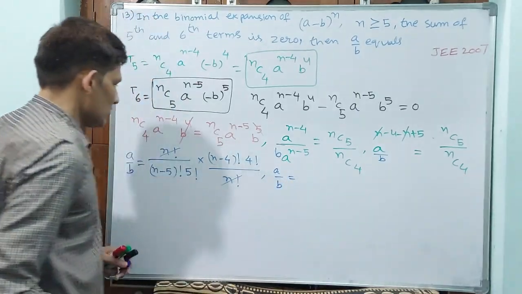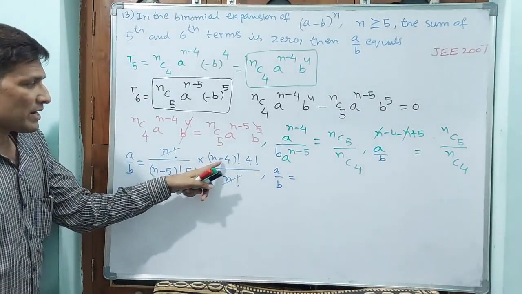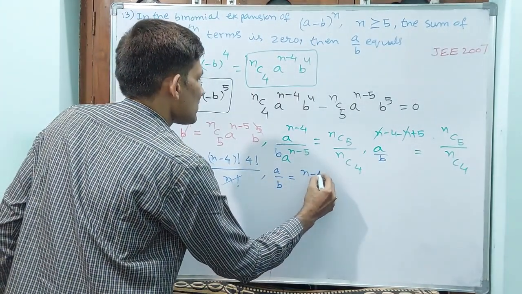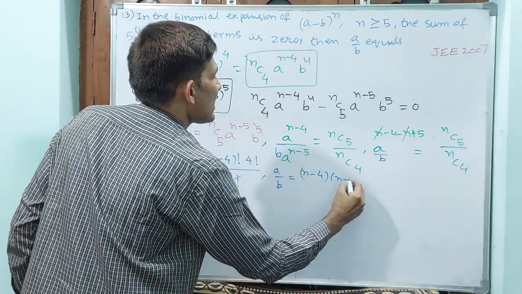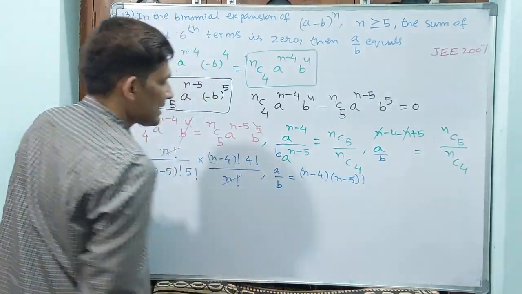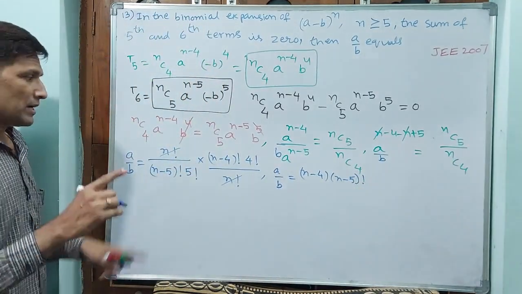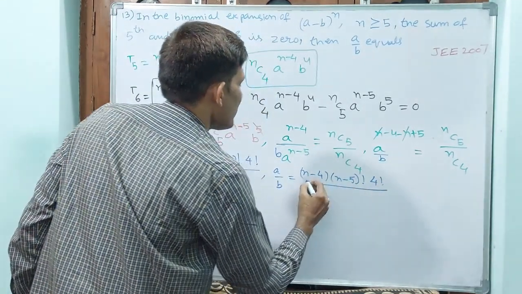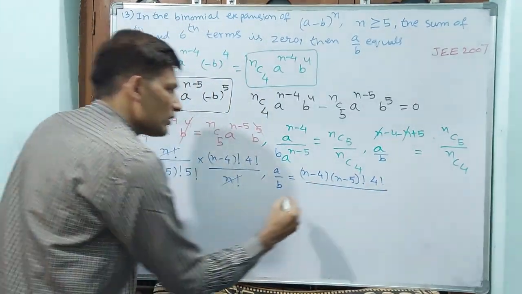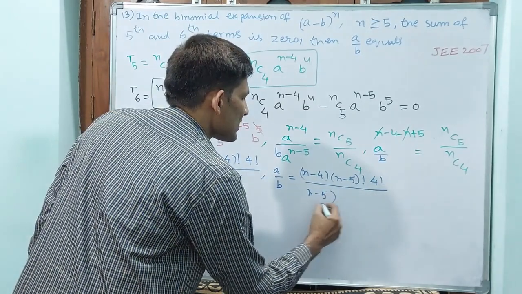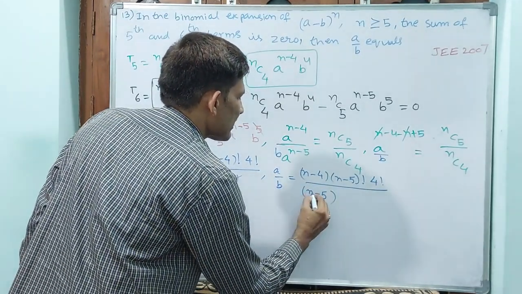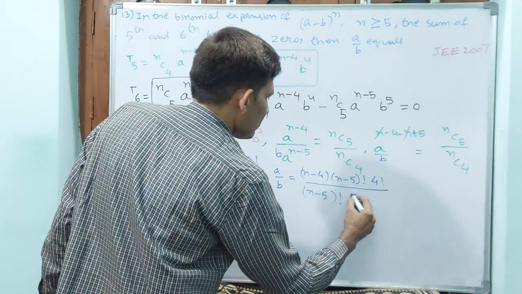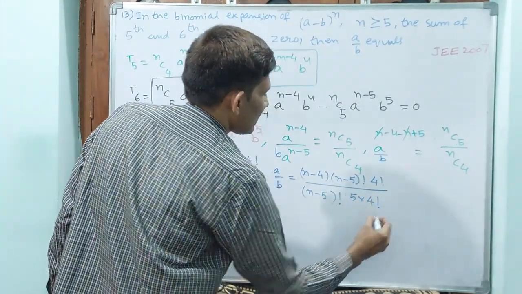Next, see what I am doing. a by b is equal to, n minus 5 is there, n minus 4 is there. In the numerator first, you see, n minus 4 into n minus 5 factorial. Shall I write like this? Okay. Now 4 factorial you keep like this only, 4 factorial divided by n minus 5 factorial you keep like this only. Why? Because the numerator has n minus 5 factorial, so you can cancel out. But this 5 factorial is 5 into 4 factorial.